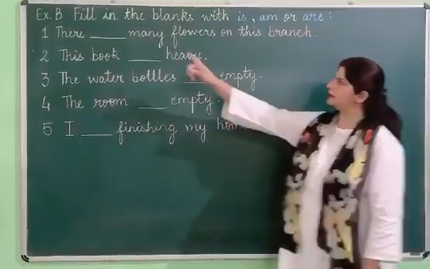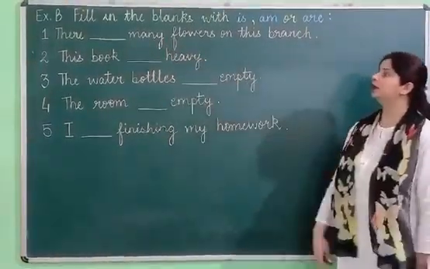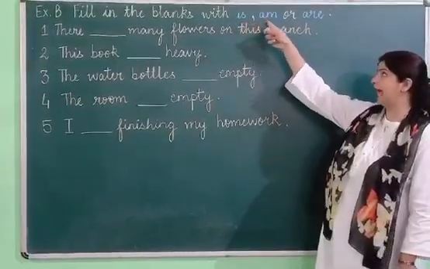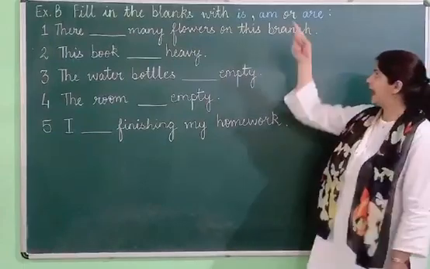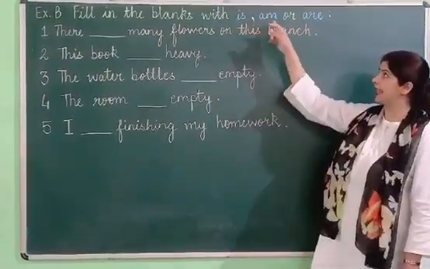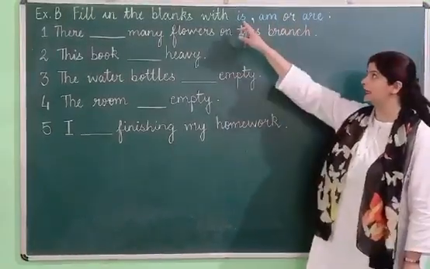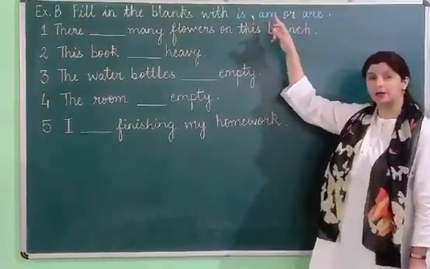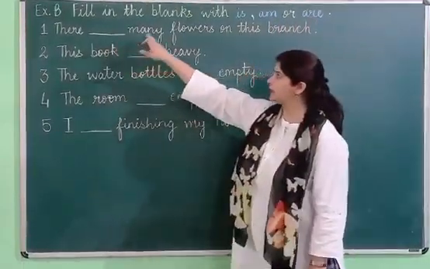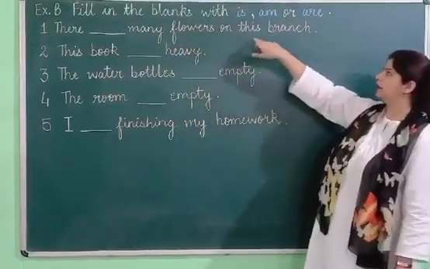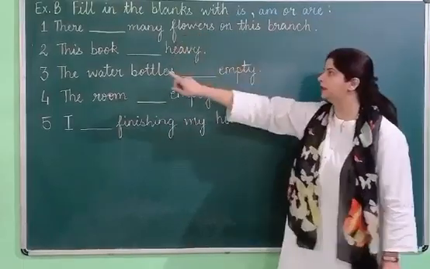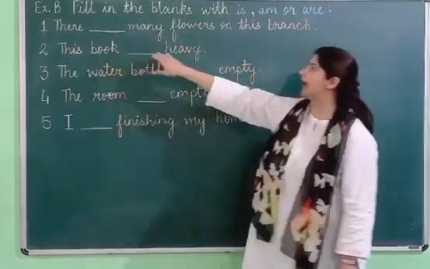We come to exercise B of the chapter verb, where you have to fill in the blanks with is, which is used for a singular thing, am, which is used for ourselves, and are, which is used for plural. So remember that when you are filling is, am or are, you are very careful. Is for a singular, am for ourselves, and are for plural. Number 1. There dash many flowers on this branch. You are talking about the flowers. Decide whether it's singular or plural. Number 2. This book dash heavy.